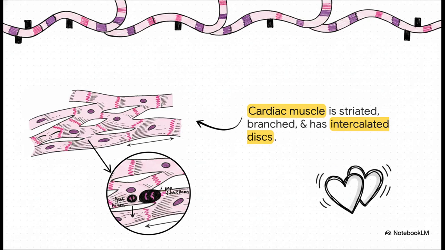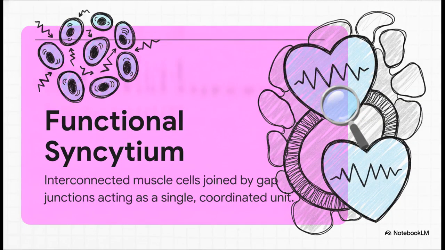These discs are vital junctions. They contain desmosomes that act like spot rivets to hold the cells together against immense mechanical stress. And crucially, they contain gap junctions. Now, those gap junctions bring us to one of the most important concepts in all of cardiac physiology, the functional syncytium. Because gap junctions have incredibly low electrical resistance, they let electrical current flow effortlessly between neighboring cells.